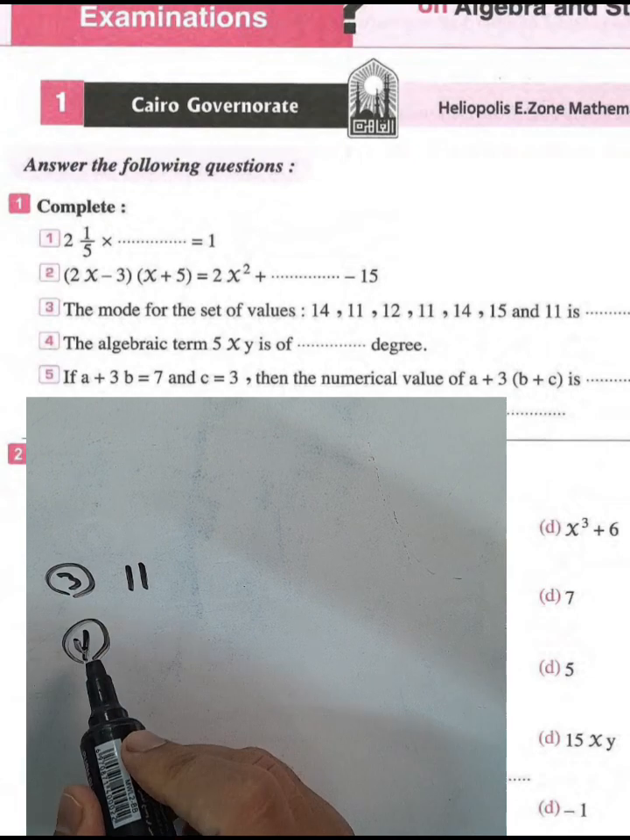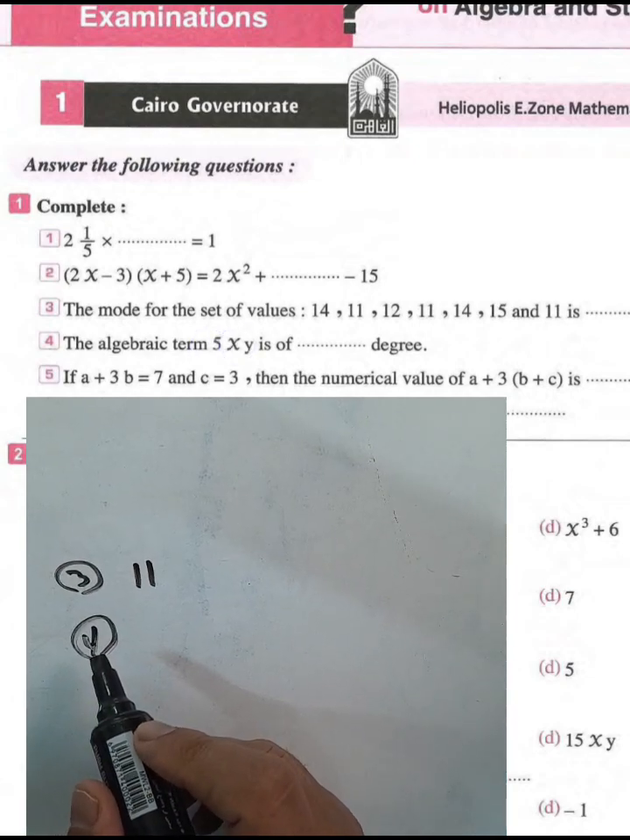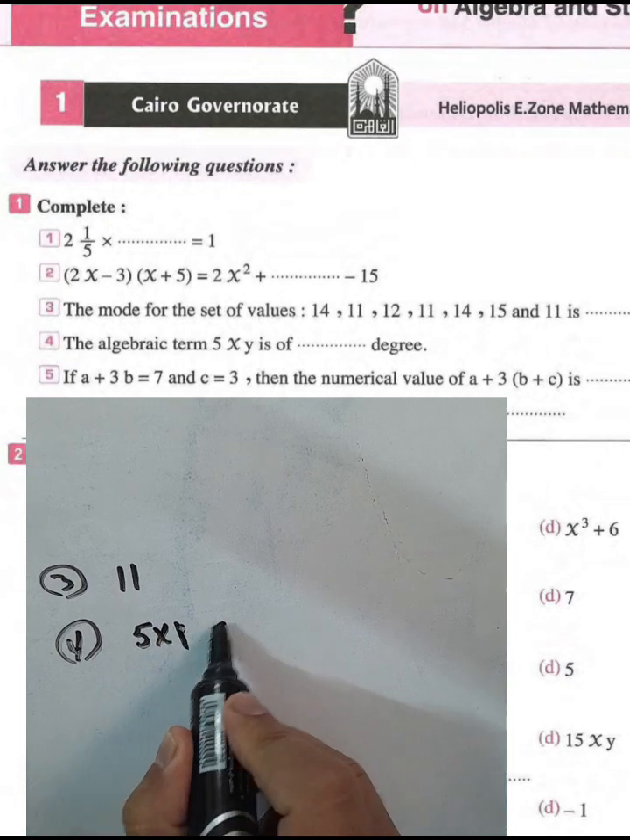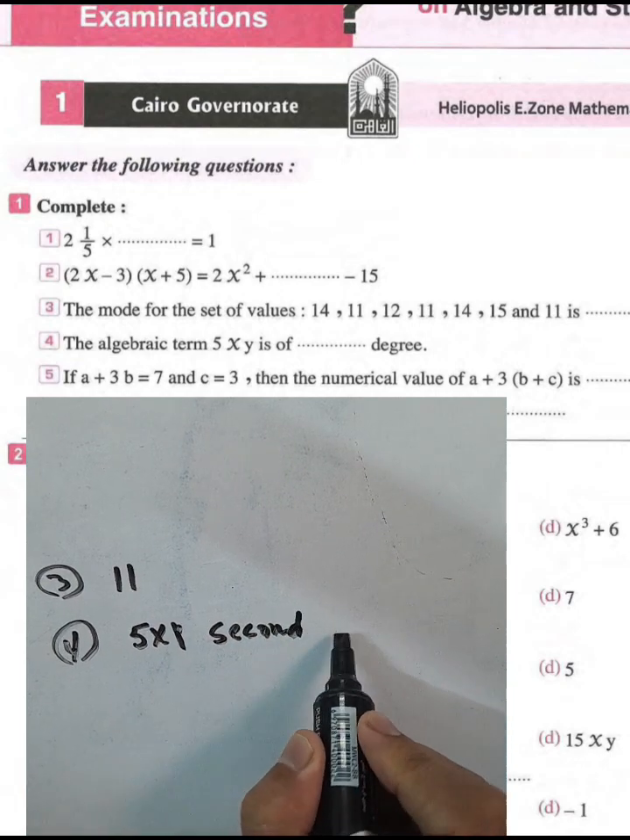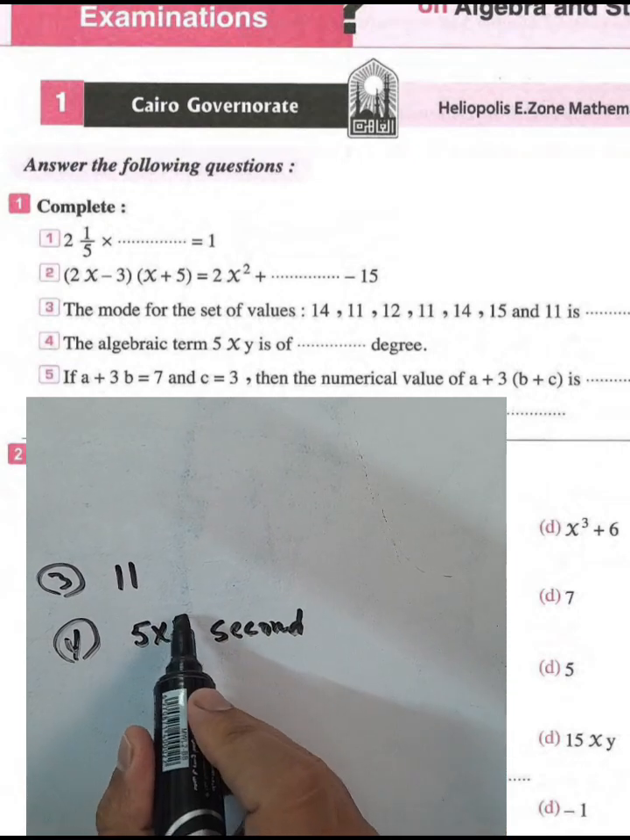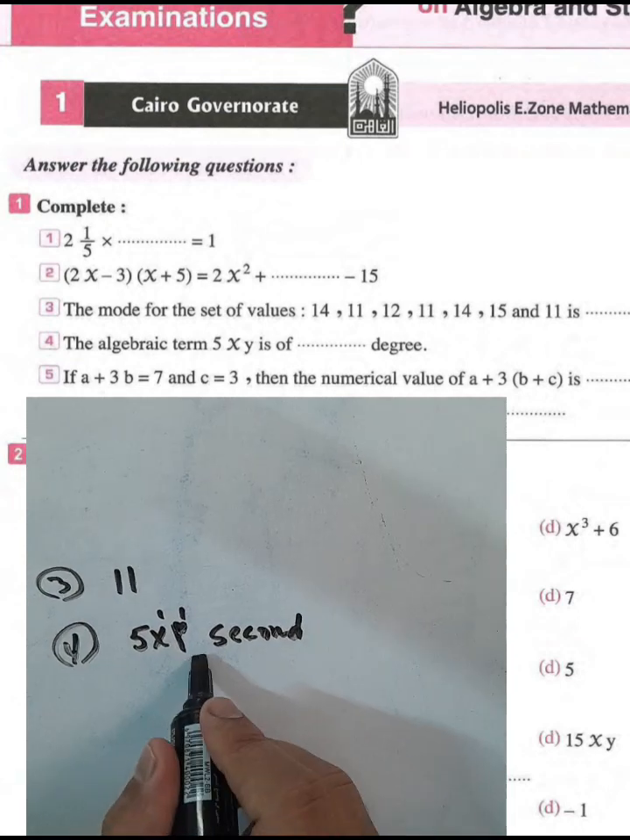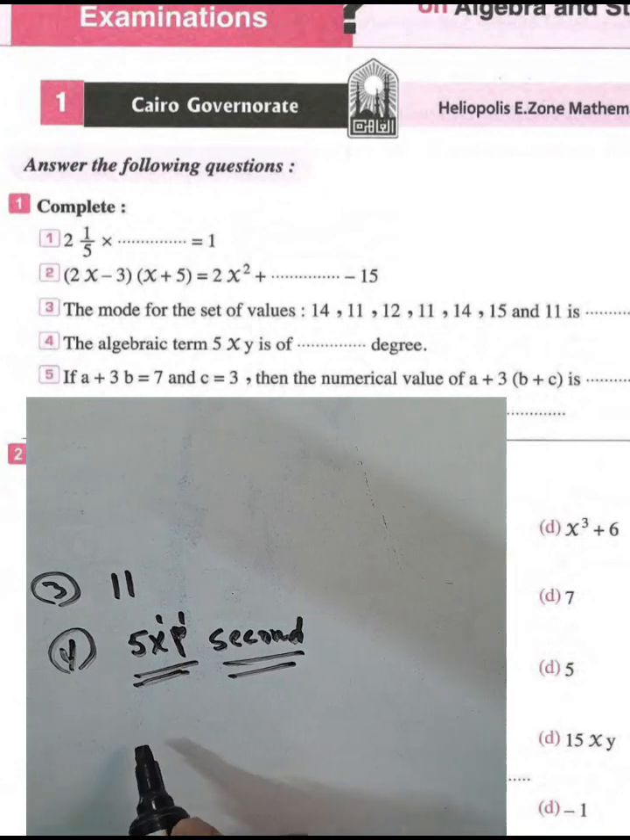Number 4. The algebraic term 5xy is space of degree. 5xy is second degree because 1 plus 1 will be 2. Then the degree of this term will be second degree.